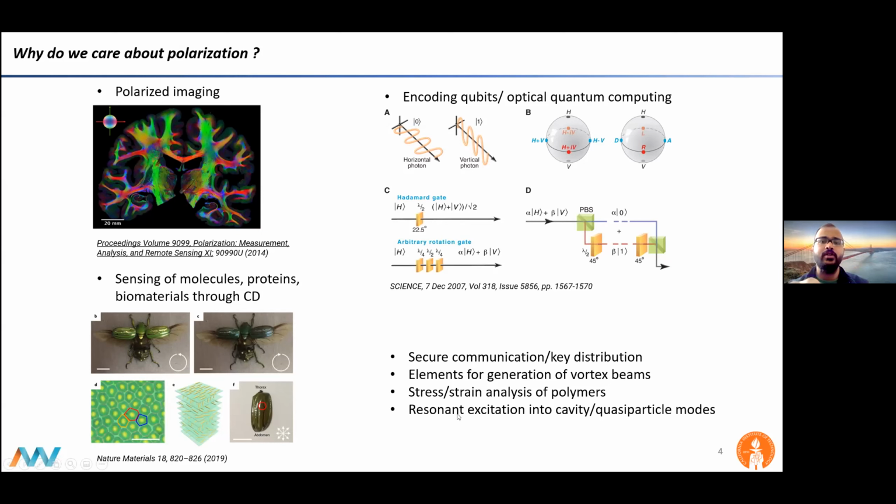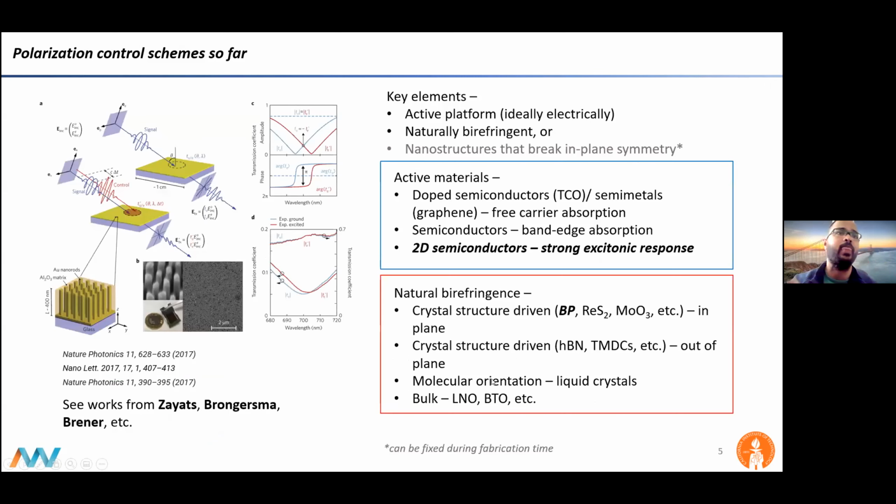You can also have other functionalities like vortex beam generation, stress-strain analysis of different polymers, and very interestingly, resonant excitation into different cavity modes that are very polarization selective. Say, for example, you wanted to do a pump-probe experiment where the pump is right-hand circular polarized and the probe is left-hand circular polarized, and you want to study the difference in dynamics. You can do that by using polarization conversion.